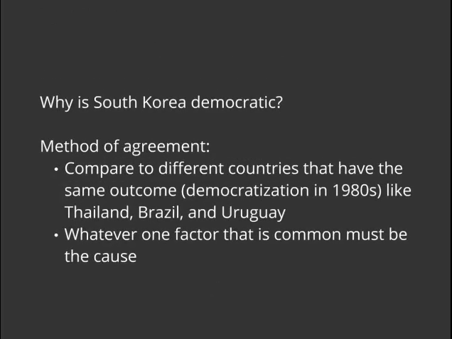So for an example of the method of agreement, when we're trying to think of why South Korea is democratic, we would look at countries that are very different from South Korea, but have the same sort of outcomes. So countries on different continents, with different economies, with different histories, with different cultures, like Thailand, Brazil, and Uruguay, who all democratized around the same time as South Korea in the 1980s. Whatever factor that is common to all of these cases must be what caused democratization.